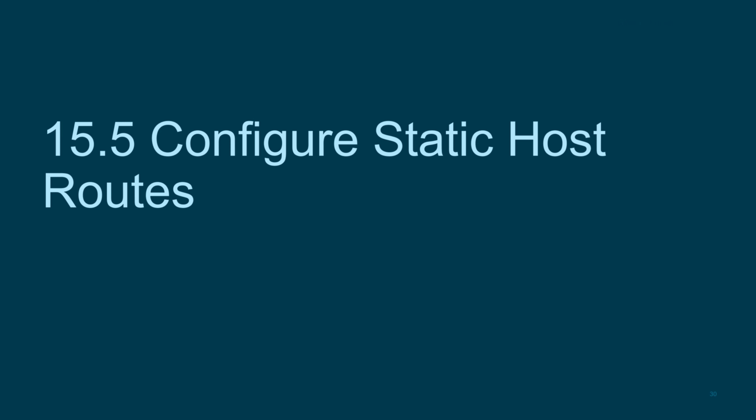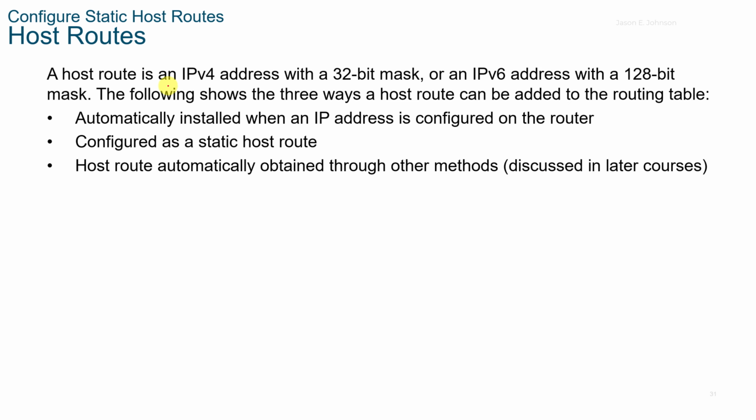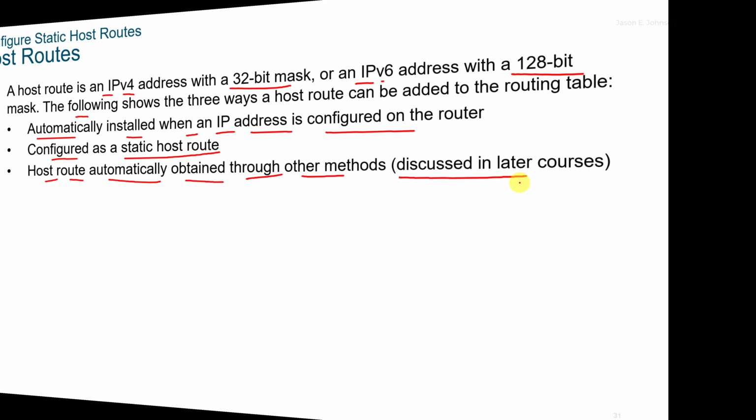15.5. Configure static host routes. A host route is an IPv4 address with a 32-bit mask, or an IPv6 address with a 128-bit mask, and the following shows the 3 ways that a host route can be added to a routing table. It can be automatically installed when an IP address is configured on the router, configured as a static host route, or the host route is automatically obtained through other methods discussed in later courses.